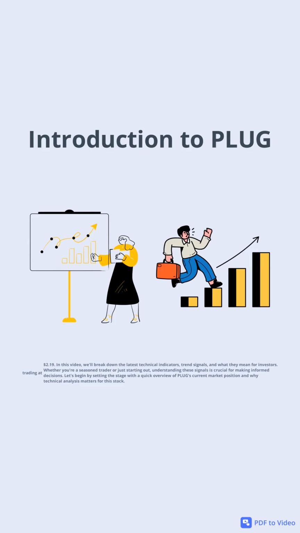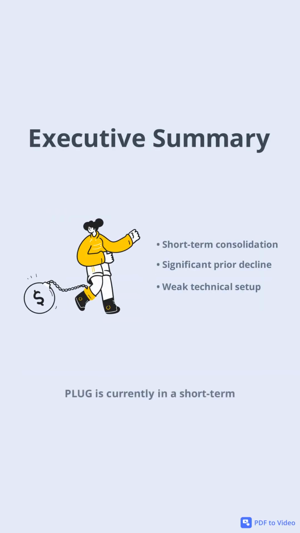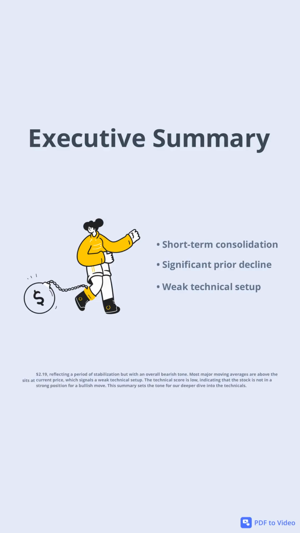Let's begin by setting the stage with a quick overview of PLUG's current market position and why technical analysis matters for this stock. PLUG is currently in a short-term consolidation phase after experiencing a significant decline. The stock price sits at $2.19, reflecting a period of stabilization but with an overall bearish tone. Most major moving averages are above the current price, which signals a weak technical setup. The technical score is low, indicating that the stock is not in a strong position for a bullish move. This summary sets the tone for our deeper dive into the technicals.